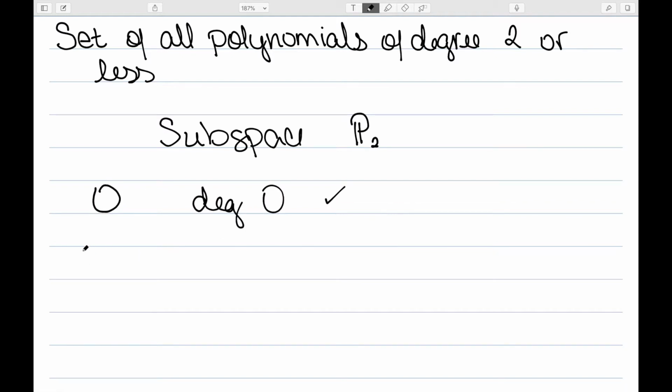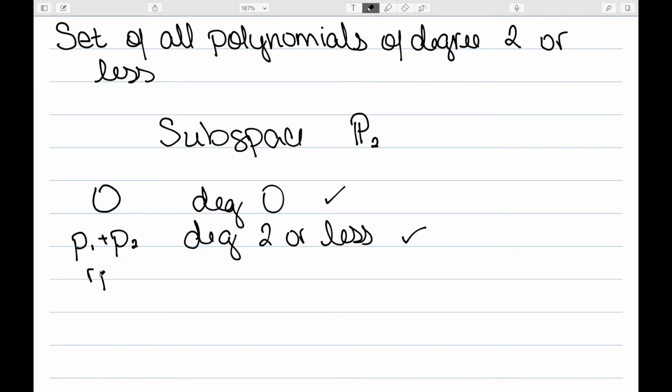If I have two polynomials of degree 2 or less and I add them up, well, the polynomial is still degree 2 or less. Like I showed in my last example, it could go down, but it will never go up. Adding two polynomials will not cause our degree to increase. In addition, r times a polynomial of degree 2 or less will still be degree 2 or less. Multiplying by a scalar will not change the degree at all. So this is a subspace.